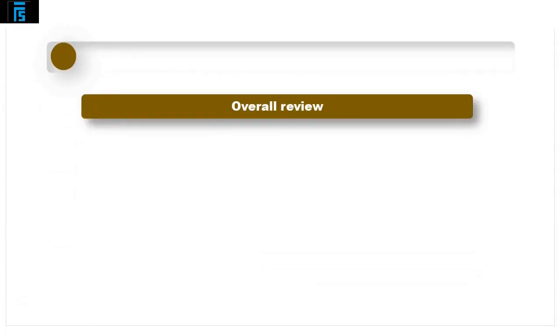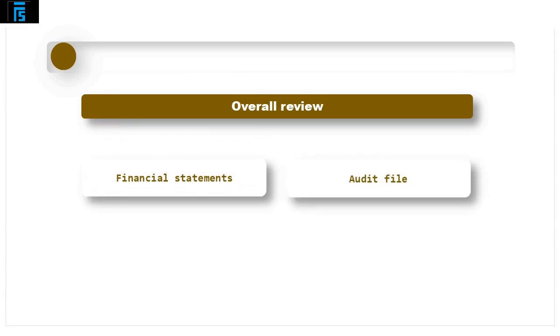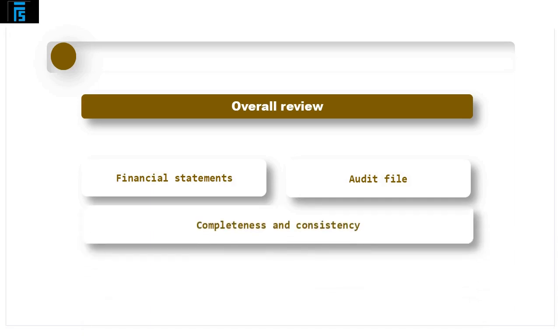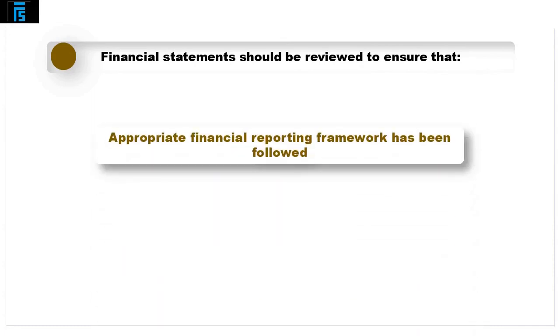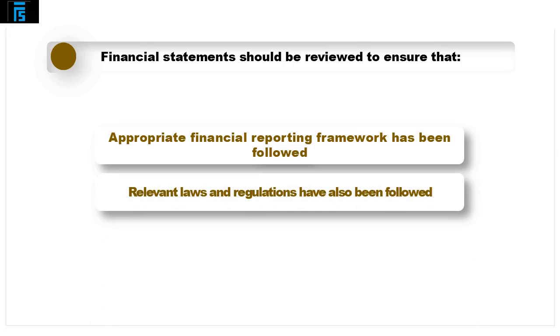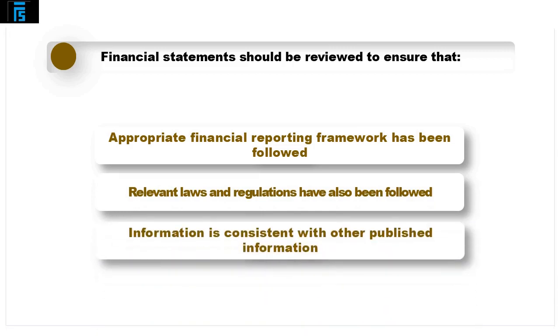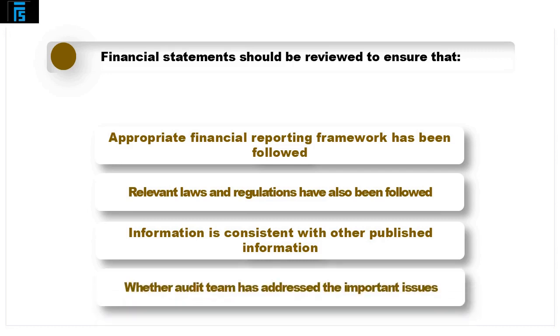The overall review is where the auditor will review the financial statements and the audit file. Here, the auditor should ensure that both the financial statements and the audit file are complete and consistent with one another. The financial statements should be reviewed at the end stage to ensure an appropriate financial reporting framework has been followed, any relevant laws and regulations have also been followed, the information within the financial statements is consistent with other published information, for example the Director's Report, and whether the audit team has addressed the important issues within the balances and transactions.